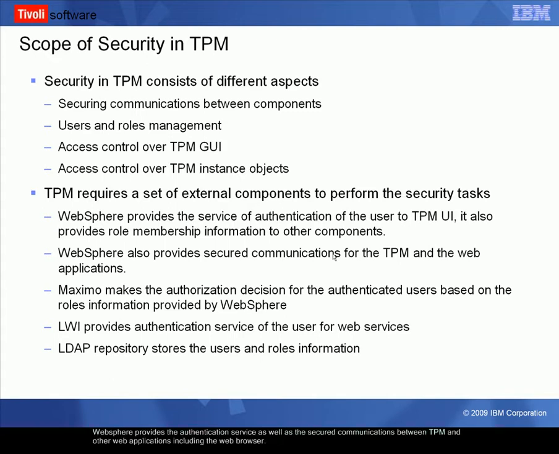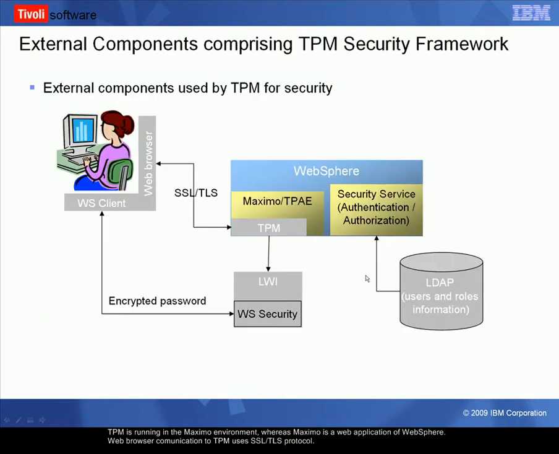WebSphere provides the authentication service as well as the secured communication between TPM and other web applications, including the web browser. Maximo, Tivoli Provisioning Manager's user interface framework, makes the authorization decisions for the authenticated user based on the roles information. LWI provides the authentication service for the TPM Web Services interface. TPM is running in the Maximo environment, whereas Maximo is a web application of WebSphere.